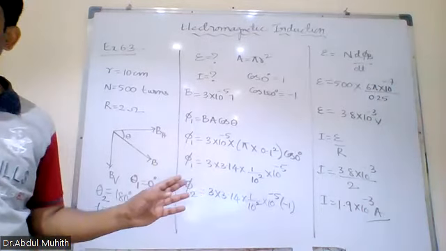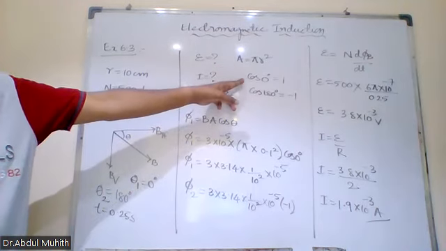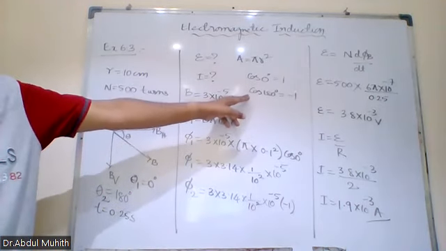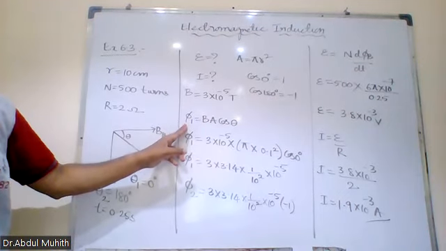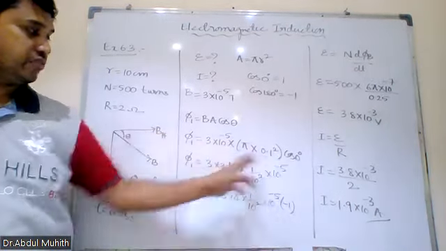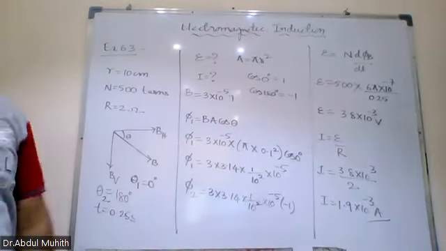Okay, clear? So first we have to find out the area, and the cos 0 and cos 180 values are given. This is the magnetic field and flux. For the first one, you will take 0 degrees. For the second term, 180 degrees. Then E is equal to N into d phi by dt.